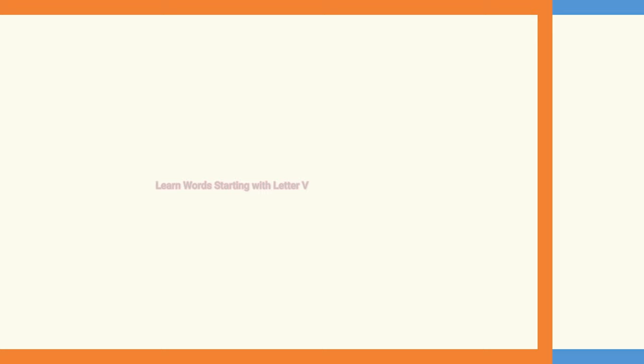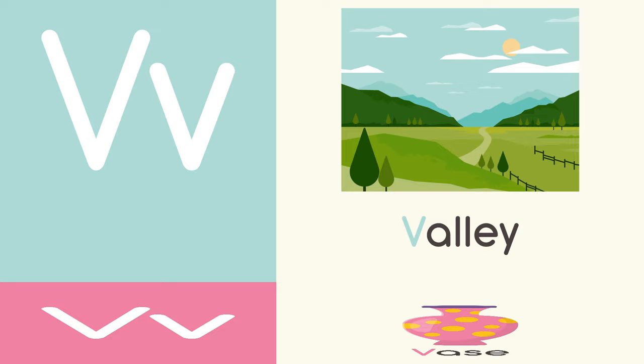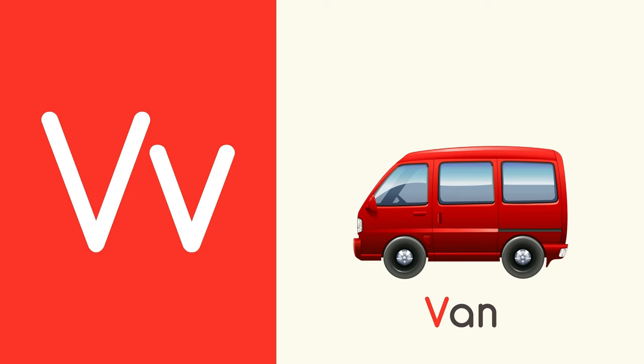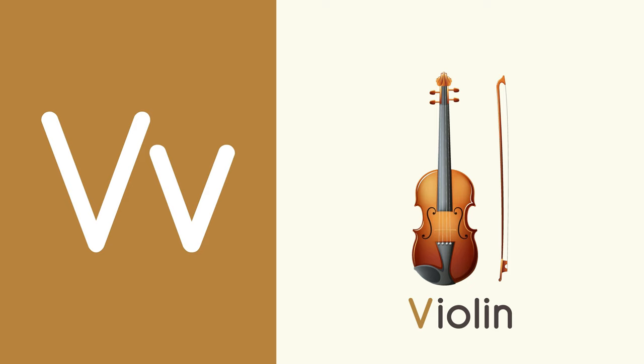V is for vegetables. V is for vase. V is for valley. V is for van. V is for vehicles. V is for Venus. V is for violin. V is for volcano.